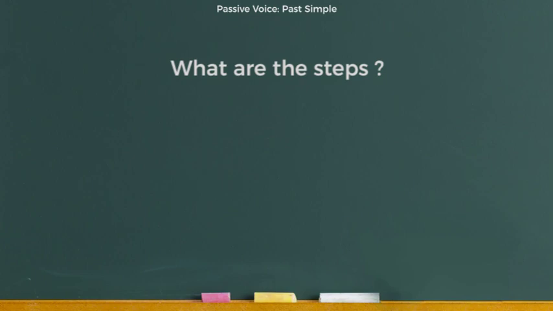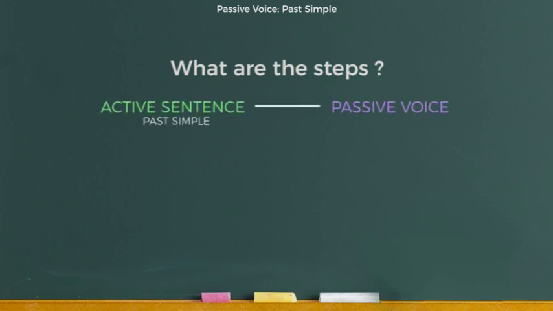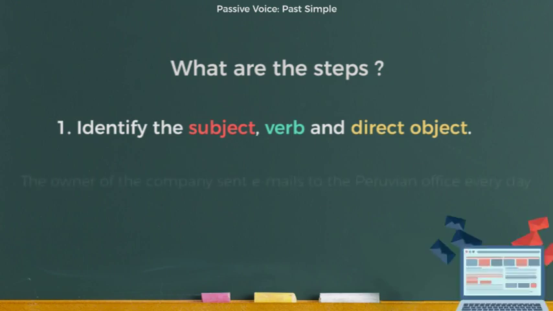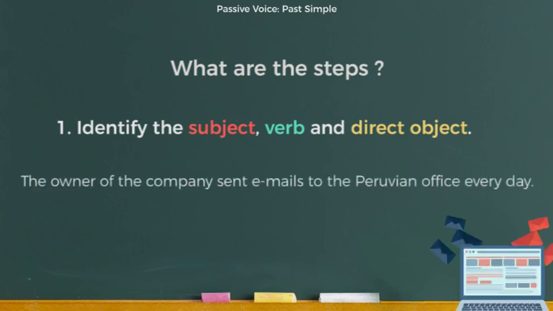What are the steps to change an active sentence in past simple to the passive voice? First step, identify the subject, verb, and direct object in the sentence. Our example says, the owner of the company sent emails to the Peruvian office every day. The subject is the owner of the company. The verb is sent.